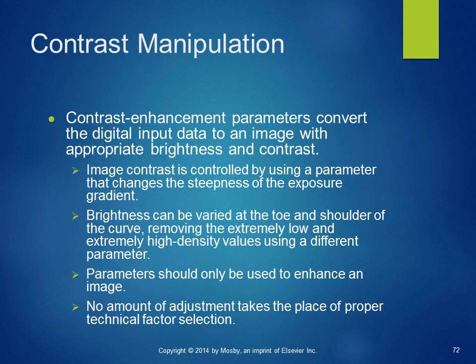Contrast manipulation. Contrast enhancement parameters convert the digital input data to an image with appropriate brightness and contrast. Image contrast is controlled by using a parameter that changes the steepness of the exposure gradient. Brightness can be varied at the toe and shoulder of the curve, removing the extremely low and high density values using a different parameter. Parameters should only be used to enhance an image. No amount of adjustment takes the place of proper technical factor selection.